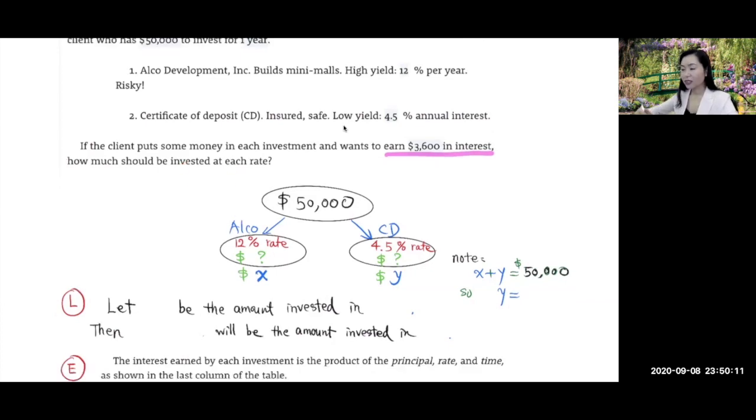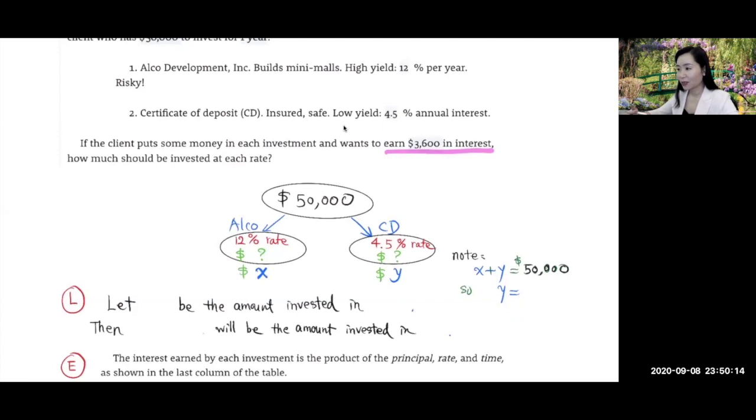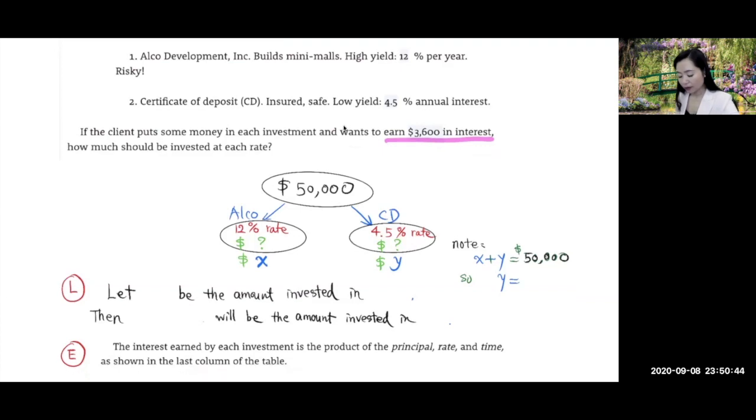So again, we're going to draw the diagram, to try to understand what's going on. So this client has $50,000 to invest. There are two types of investment. One is in ALCO, the other one is in CD. The return rate for this is 12%. For CD it is 4.5%. And the question is how much you invest here and how much you invest over here in CD. Then the total interest will be $3,600. Okay. Now this is a word problem.